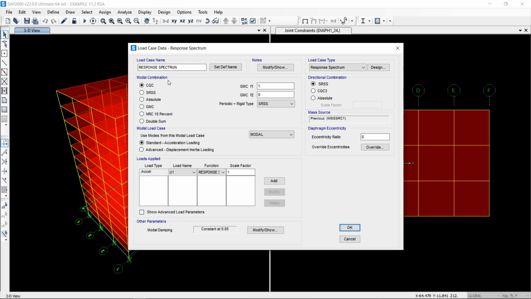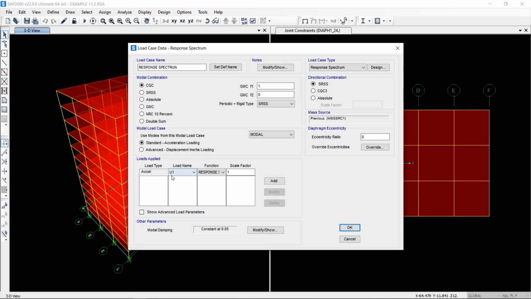Now here, modal combination. The modes we have already calculated, there are 50 modes. Those modes will be combined by either CQC, that is complete quadratic combination, or there will be SRSS or absolute or GMC, etc. So let's select the modal combination CQC, which is the preferable option as compared to SRSS. Then our modal load case is Modal, there is only one, no problem.